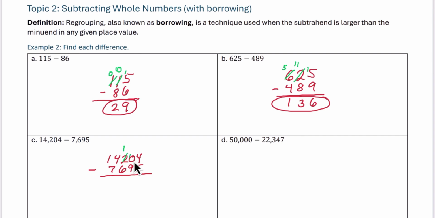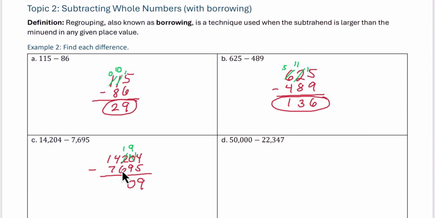We still need to borrow from the 10. So the 10 now becomes a 9. And finally, we put the 1 by the 4. Now we have 14 minus 5. 14 minus 5 is 9. Moving to the next column, we have 9 minus 9, which is 0.